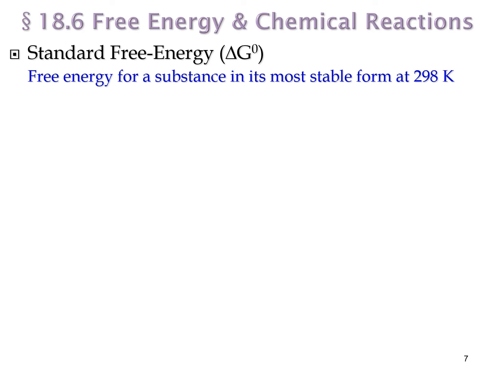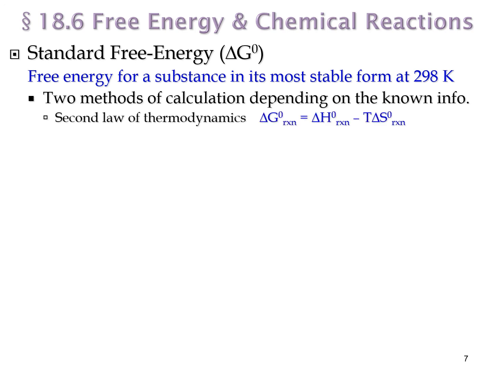Just like delta H and delta S, we can denote a standard free energy by putting a 0 in the subscript to the right of this delta G. That means the free energy of a substance in its most stable form at 298 Kelvin. There are two methods that can reach the same goal, delta G0 of the reaction. First, we can use the second law of thermodynamics if we know the delta H0 of the reaction and the delta S0 of the reaction.